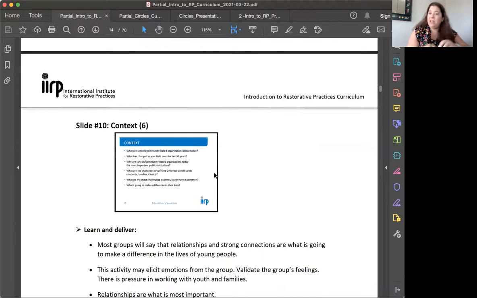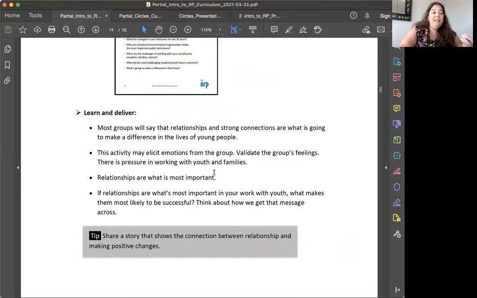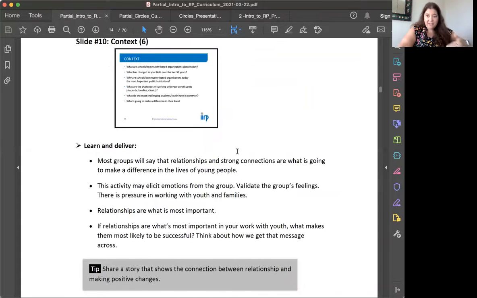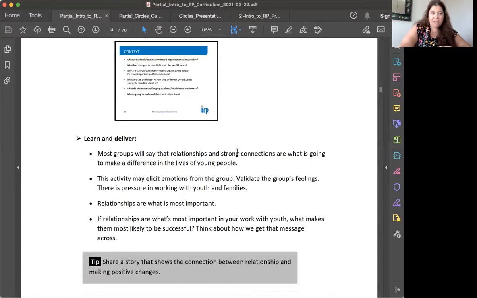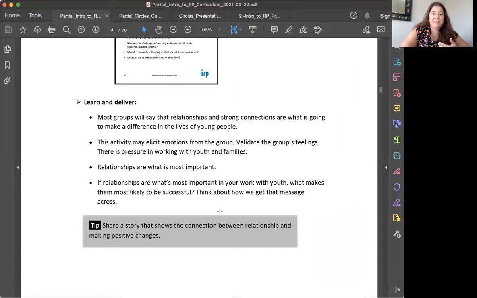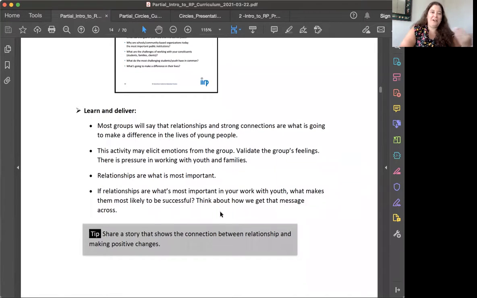And if you're doing this online, you can certainly use small breakout rooms to simulate a little of those smaller group conversations. But what we're really landing on at the end of this activity is the importance of relationships, right? And how relationships really do set the stage for our work with young people, for our work with each other and families, whatever our context is. And that often is what makes the difference in people's lives, right? Or the connections that we've had.